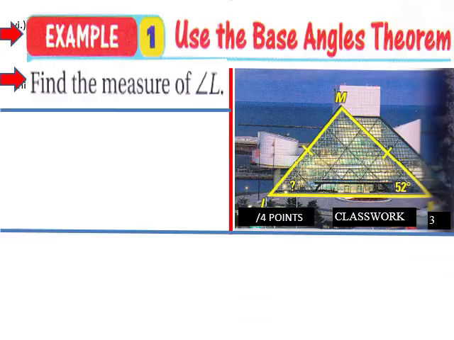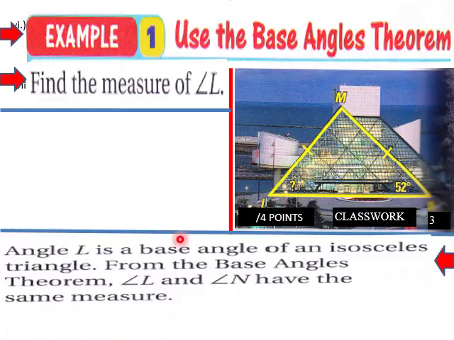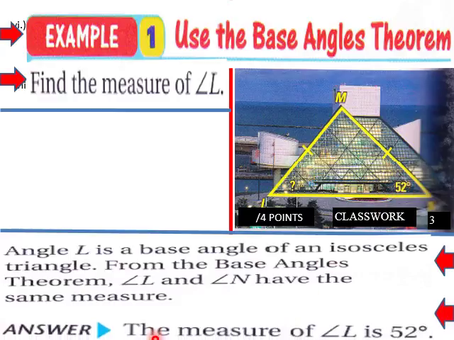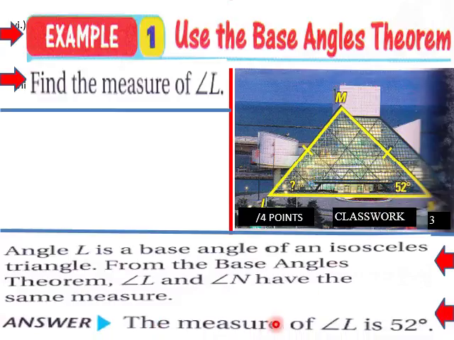Example 1, use the base angles theorem. Find the measure of angle L. So here's angle L here. Angle L is a base angle of an isosceles triangle. From the base angles theorem, angle L equals angle N. So angle L is here. This would be angle N over here. So the answer is 52 degrees because this is 52 degrees here.